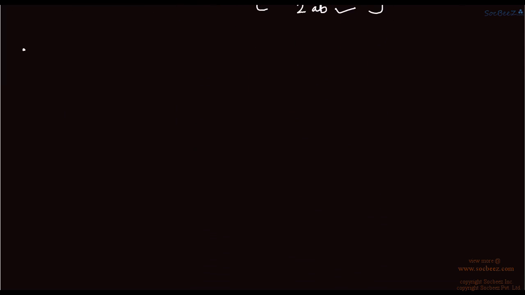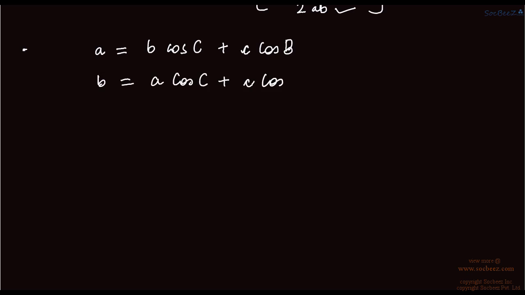Okay, now the third one is projection formulas. They are also important, but they are not asked frequently in exams. Small a equals b cos C plus c cos B. Then small b will be what? a cos C plus c cos A. Small c will be what? a cos B plus b cos A.